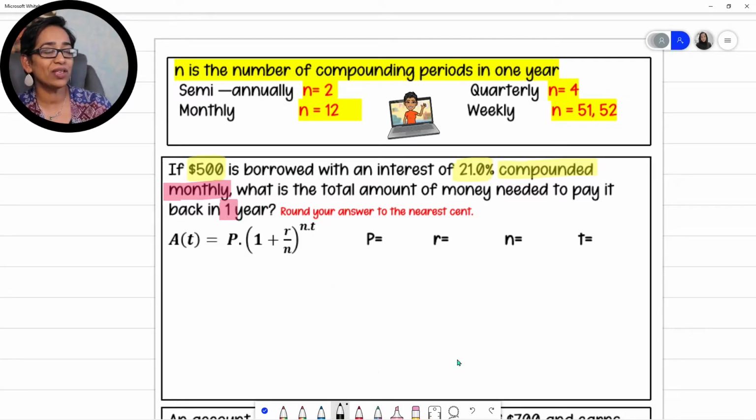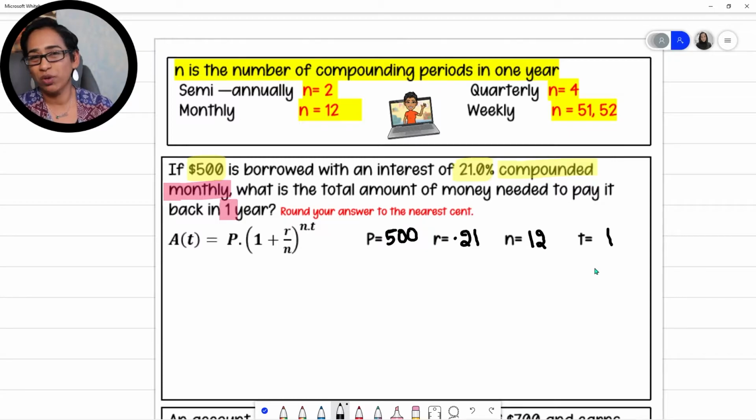Once I have this, I'm simply going to plug into the formula. It's exactly the same formula. The principal amount is the amount I started with, which is $500. My rate is 21%. Change it into decimal, 0.21. N is how many times I'm compounding. They said monthly, so my N value is 12. And time is 1 year. Probably that's why they charge 21%, because they're just taking it for 1 year.